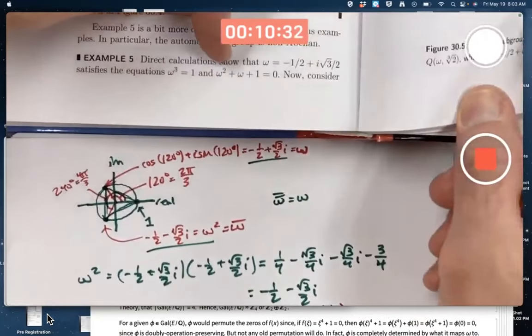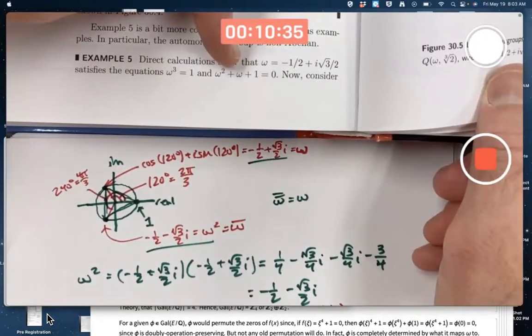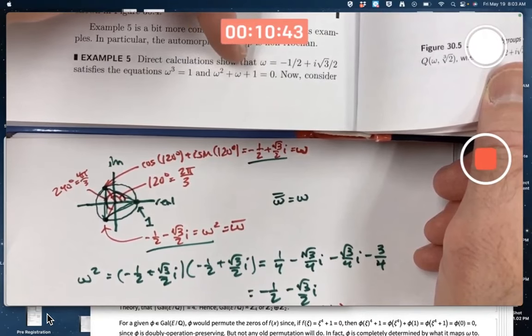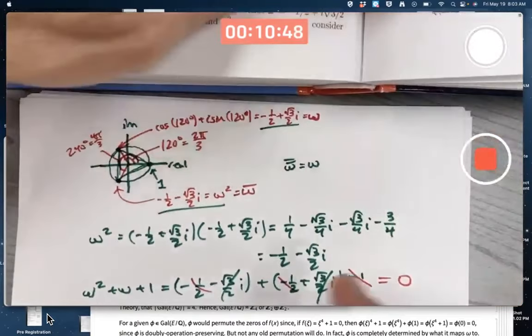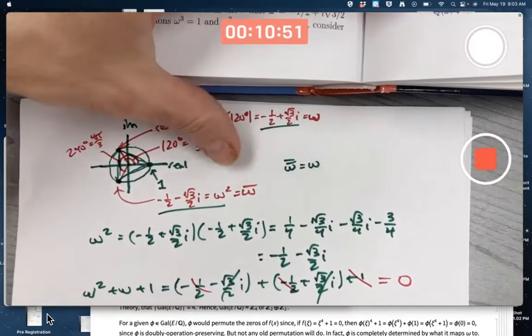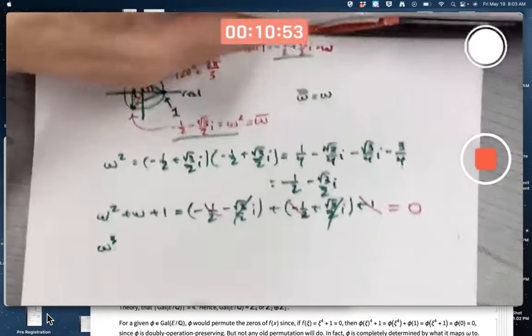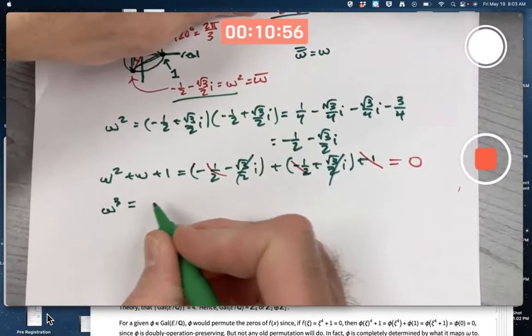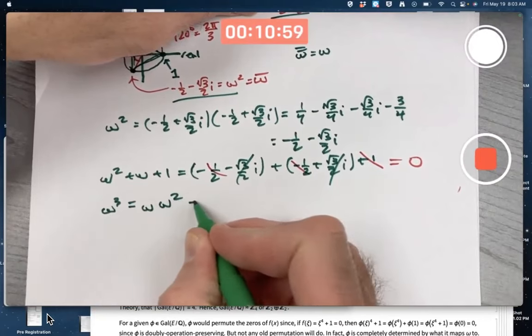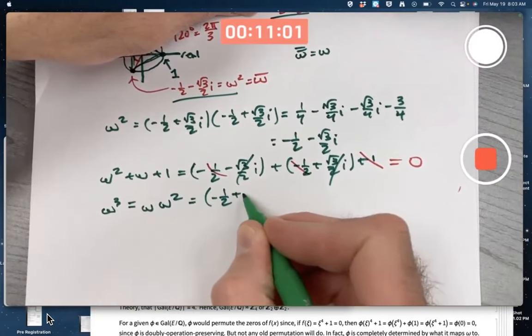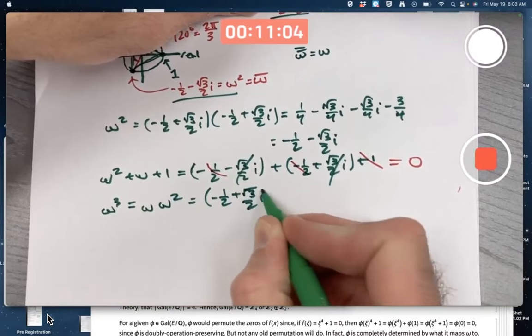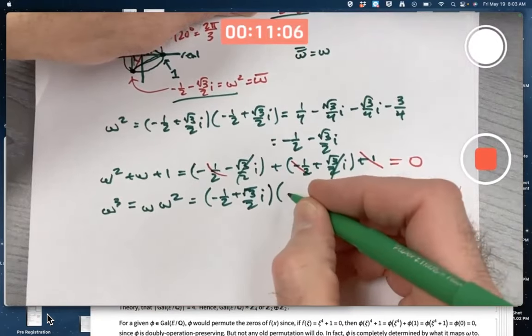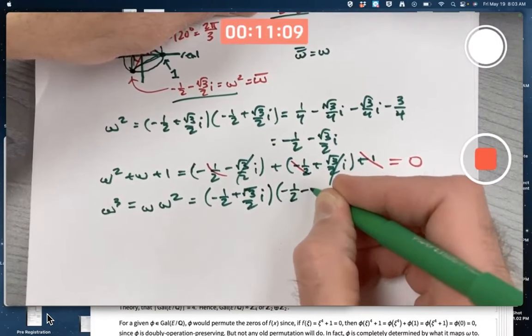You could also use the quadratic formula on this thing to verify what omega is, up to a plus or minus sign at least. In fact, omega squared also satisfies this equation, evidently. And omega cubed, if we want extra confirmation, omega cubed is supposed to be 1. That's the same as omega times omega squared. And so we've got to do this product.